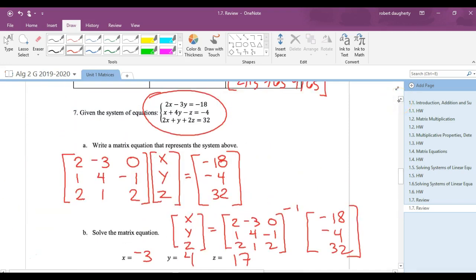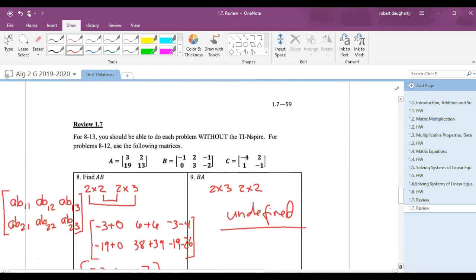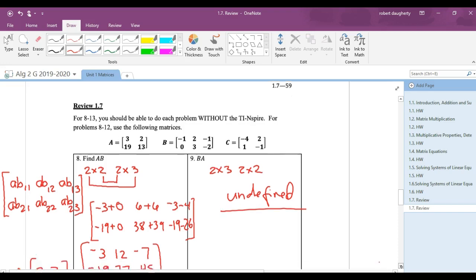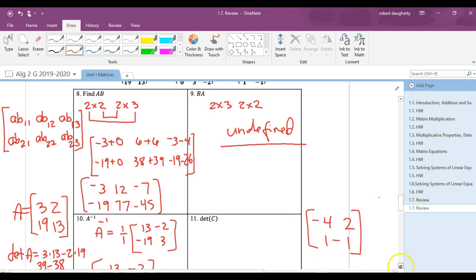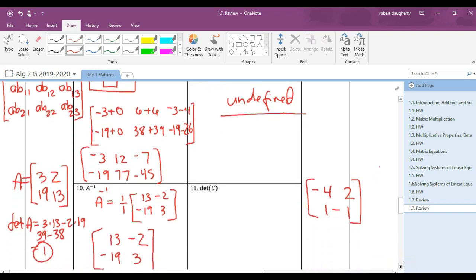Determinant of C. If I look at the C matrix, what are the dimensions of C? C is a 2 by 2 matrix, so it's negative 4, 2, 1, negative 1. That's the matrix C. So the determinant of that matrix is going to be negative 4 times negative 1 minus 1 times 2. So this number is 4 minus 2. The determinant is equal to 2.